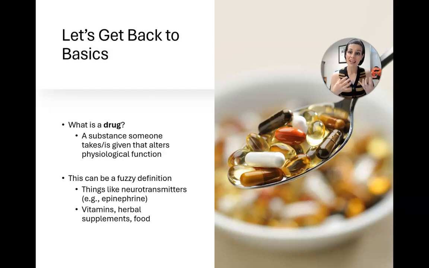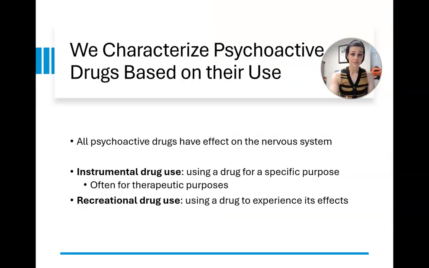So food can actually do things like alter our mood. It can alter our behavior. It alters our physiological functioning. So why is food not a drug? So this is, it's kind of interesting how all of this works. And your book goes into a little bit more detail as to the fuzziness of these definitions.